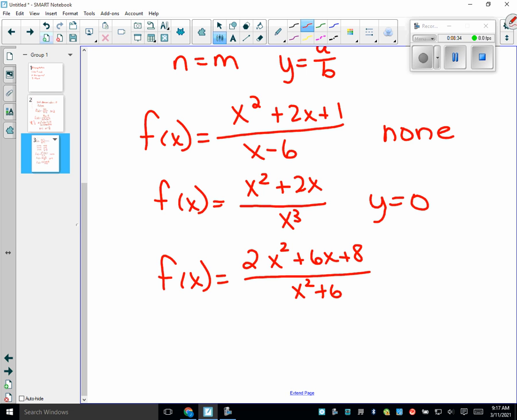Are they the same? So it's the coefficient of the top, which is 2, over the coefficient of the bottom one, so it is y equals 2. Isn't that pretty simple? It looked like, oh, that's going to be hard, but it's pretty simple.